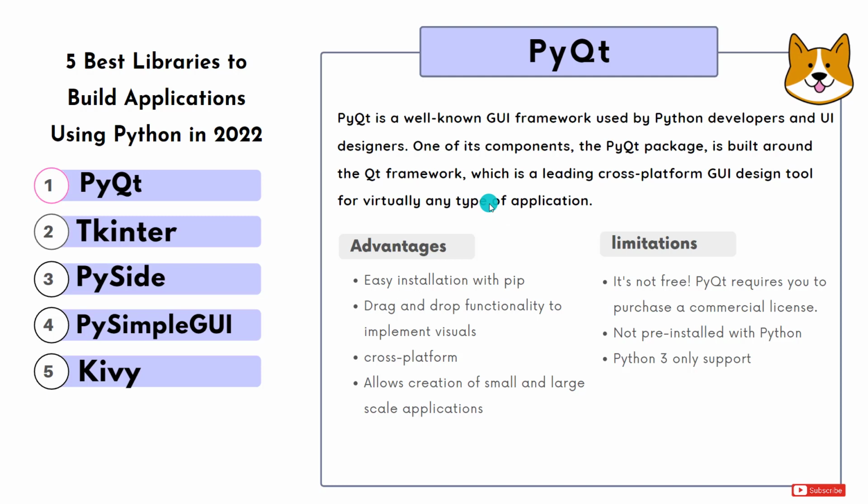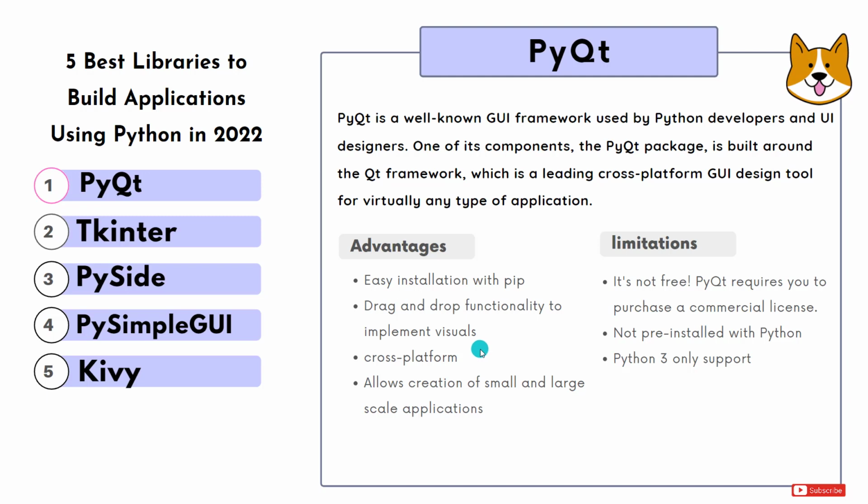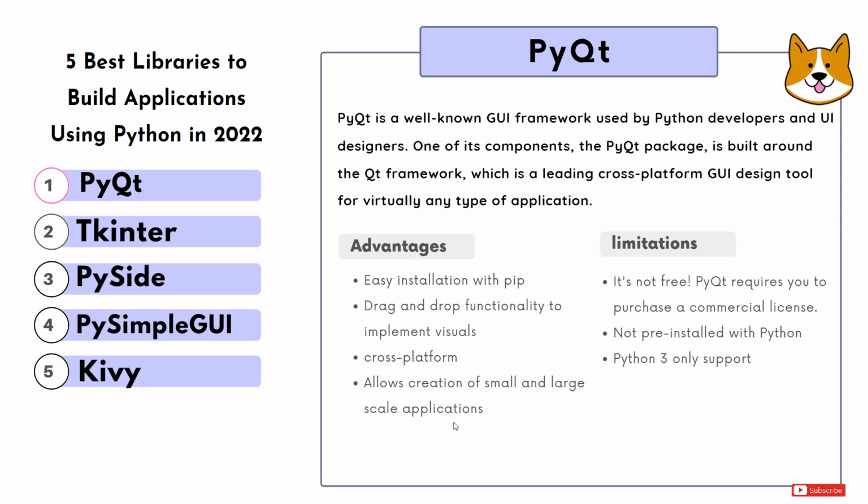Well, the Qt framework has drag and drop functionality to implement visuals. You just have to drag and drop those widgets which are already built in by this PyQt GUI framework. This Qt framework is actually responsible for that. As a developer, you'll just go there, drag and drop those widgets, and configure them according to your interface, and that's it. So this Qt framework made PyQt the top 1, and it is easy for even beginner developers to use. It allows creation of small and large scale applications. You can build small scale interfaces to large scale applications by just using this PyQt framework.